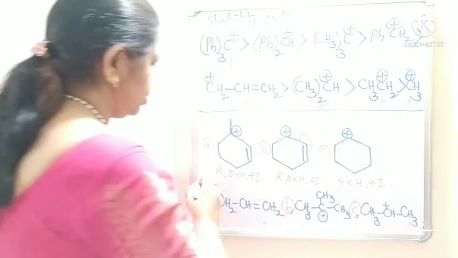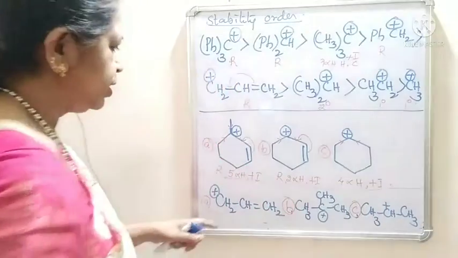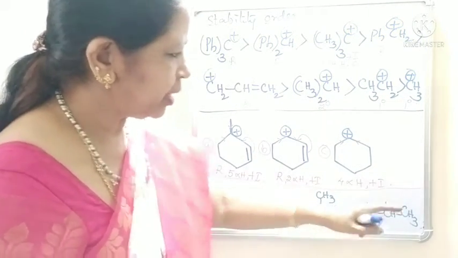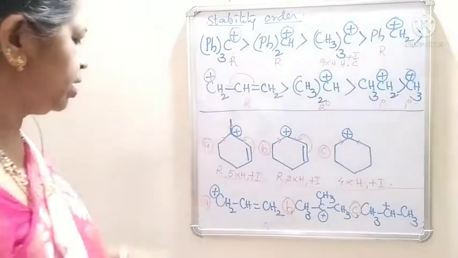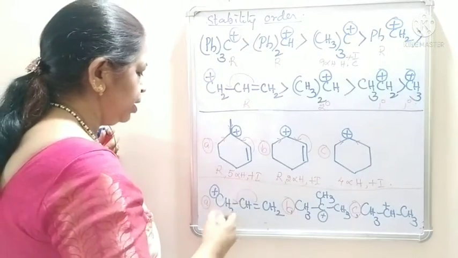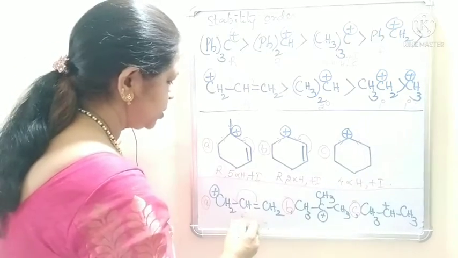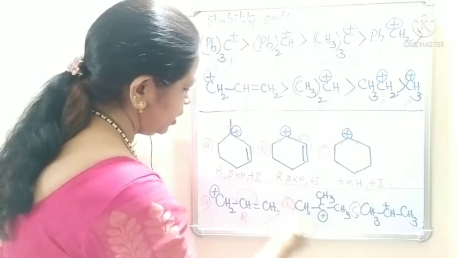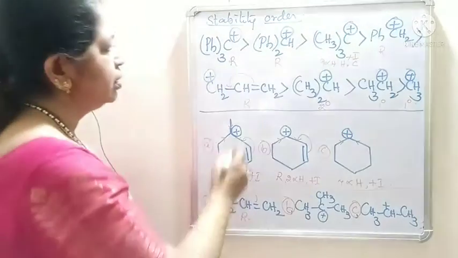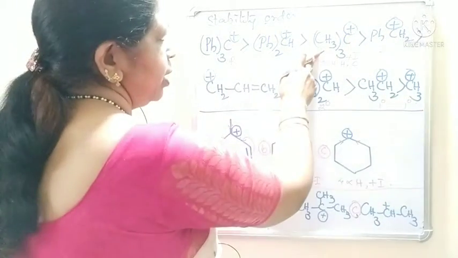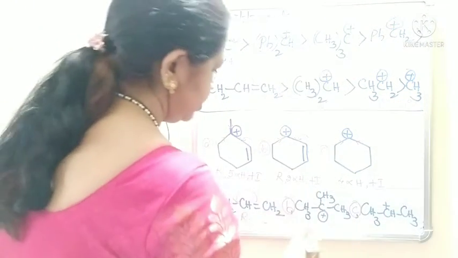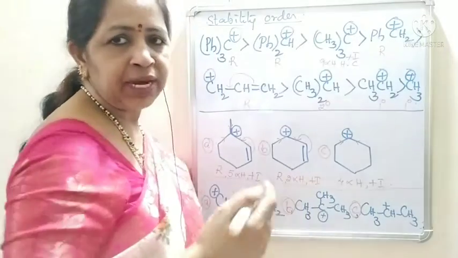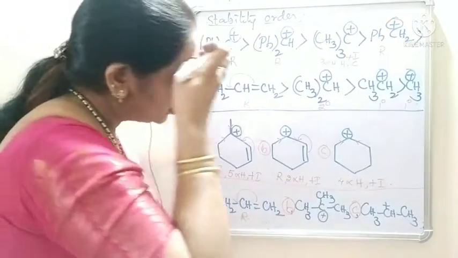Coming to the next pair, this is one set, another set. This is allyl carbonium ion, tertiary carbonium ion and secondary carbonium ion. By seeing the order, we can say this has resonance, so it is more stable. This is the tertiary carbonium ion. It has resonance, but this is allyl carbon. The allyl carbonium ion is less stable than trimethyl carbonium ion. So these are 9 alpha hydrogens and 3 plus I effect causing groups. So it is more stable.